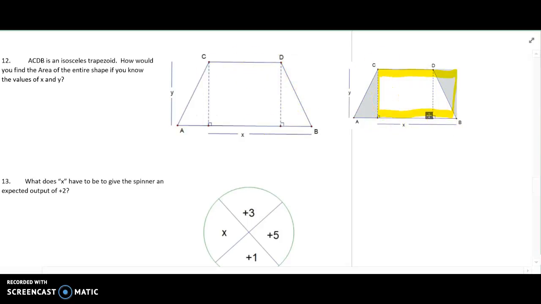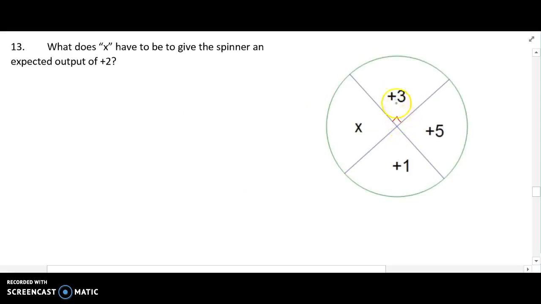So imagine that this had a spinner on it, and we spun it around, and it was going to land randomly somewhere here. Each location is equally likely because the central angles are all 90 degrees. All 4 of these regions are the same size. But we want the expected output to be 2.